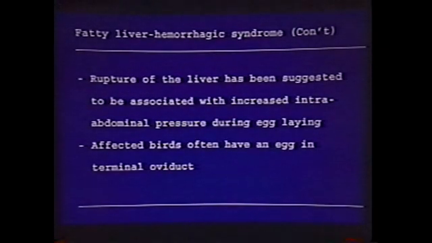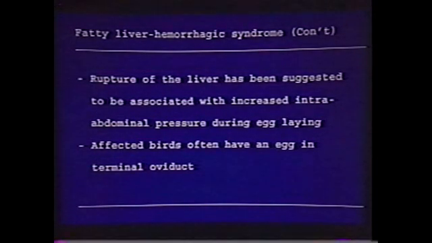Why rupture of the liver occurs is not very clear. Often in these birds, there is an egg present in the abdominal cavity, in the terminal oviduct, and perhaps the bird is having trouble passing that egg. There is so much fat around the oviduct, so much fat in the abdominal cavity, and fat in the abdominal wall. So the tone of the oviduct, as well as the power of the abdominal wall to pass that egg, may be reduced.